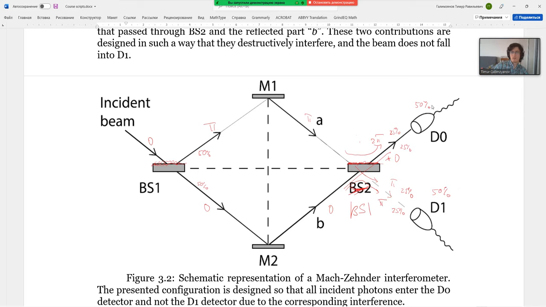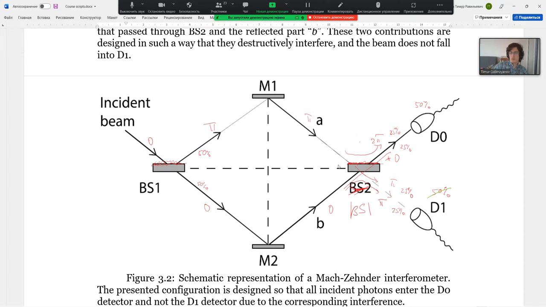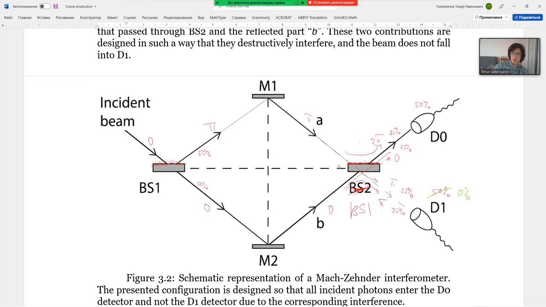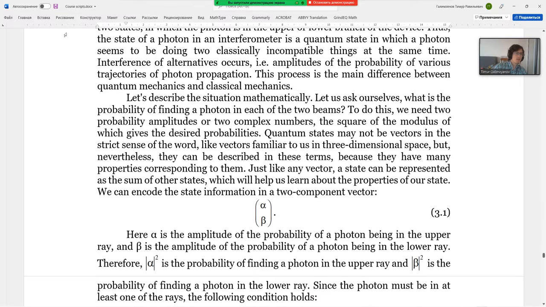Let me take green. It would get 0%, and in this case, it would get not 50% but 100%. So we can make these beam splitters in such a way that 100% of the light intensity would go to the D0 detector, and none of the light will go to the D1 detector. So let's do a little bit of the math. Very, very simple.